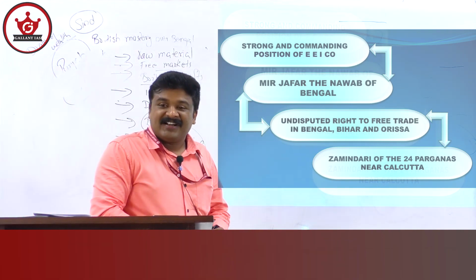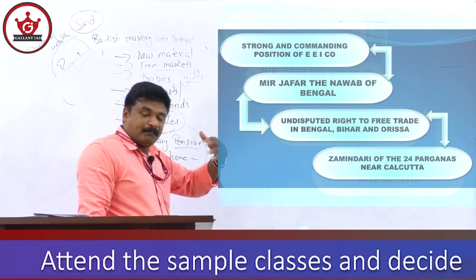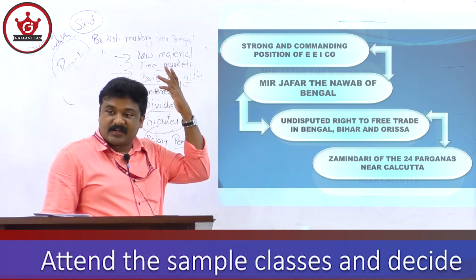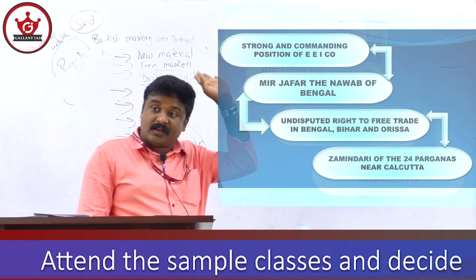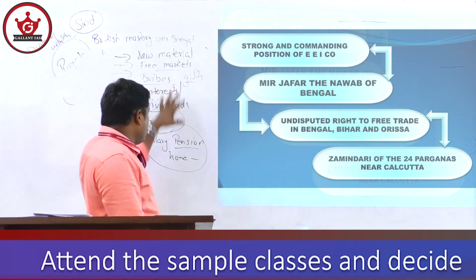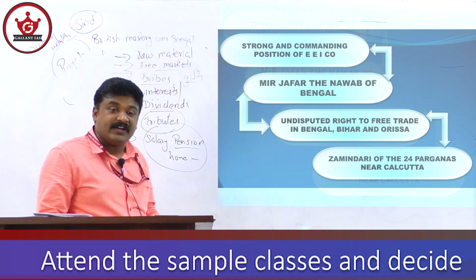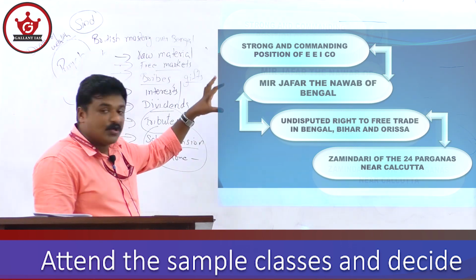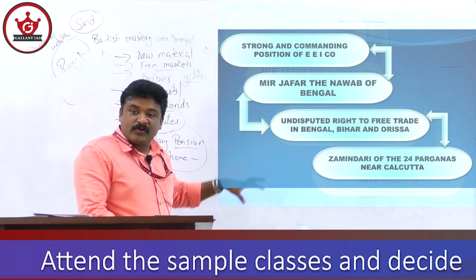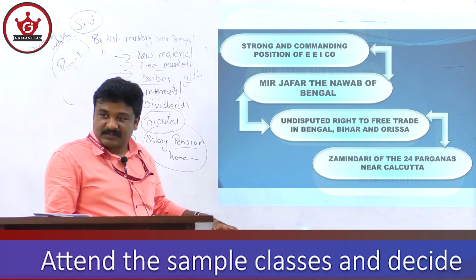Am I right? Home charges, the pensions, salaries and incentives for the company officials in England, the court of directors and all, all is paid from Indian revenues only. So in this way they started looting the wealth of the nation, and that way "loot" also became an English word. Am I right?